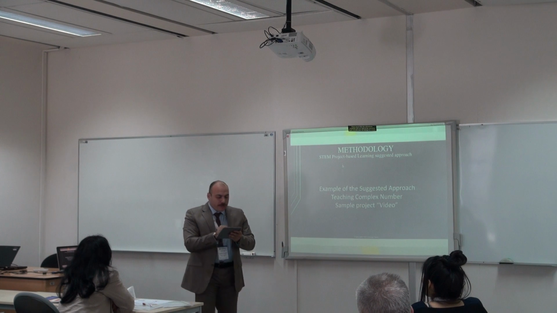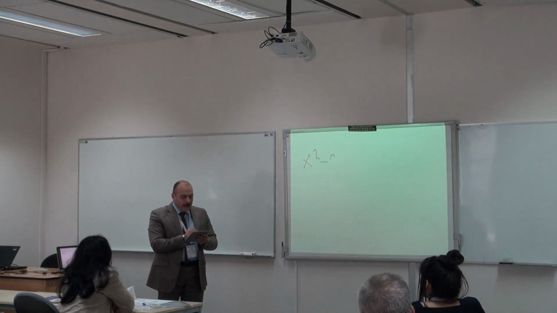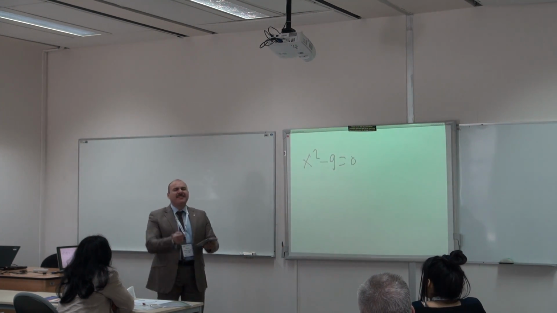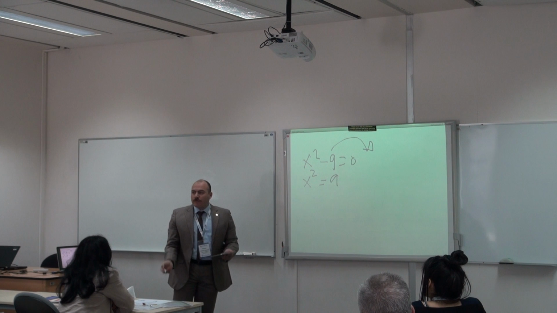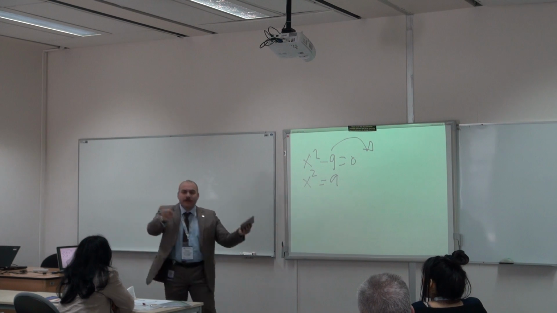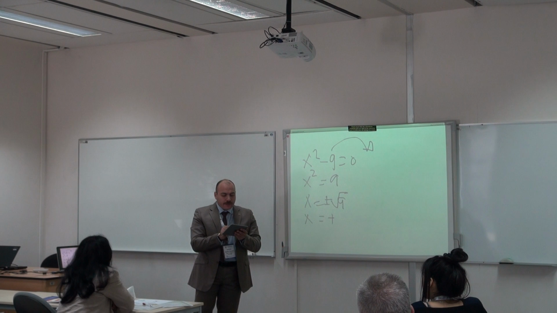When we try to solve this type of equation, x squared minus 9 equals 0, how do we solve it? It's easy. Move 9 to the other side and change its sign, so x squared equals 9. How can we find the value of x? Take the square root of both sides, so x equals positive or negative square root of 9. It means x equals positive or negative 3.